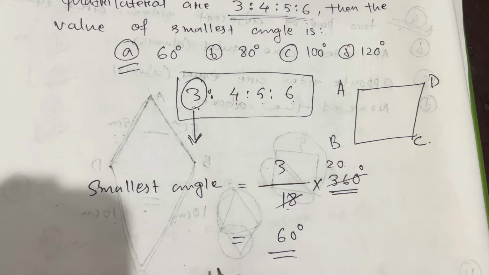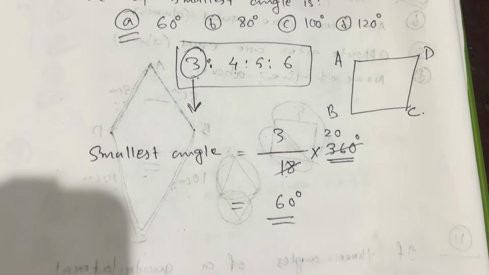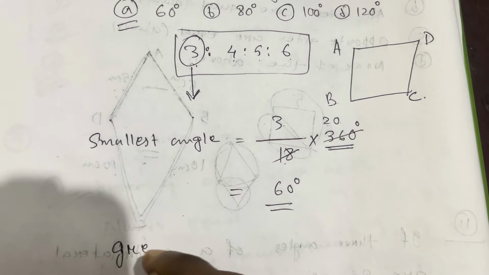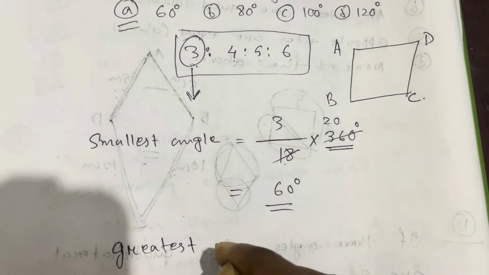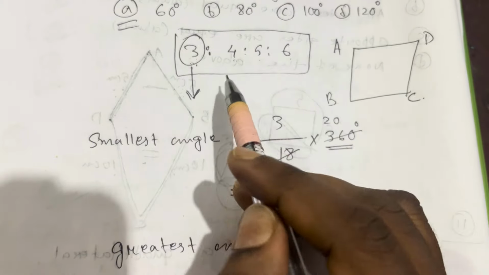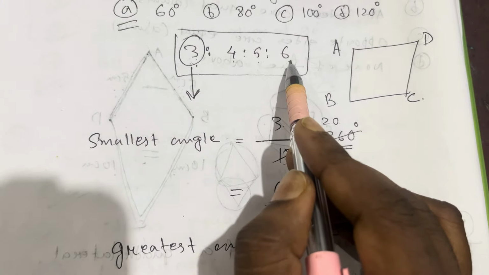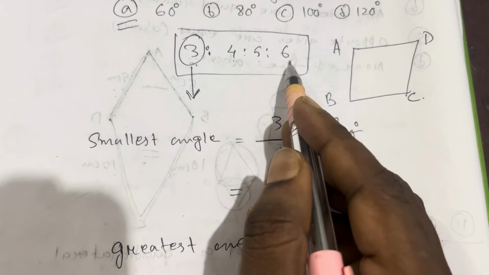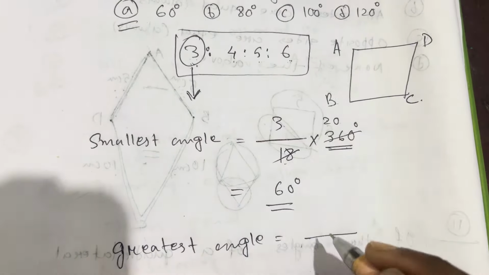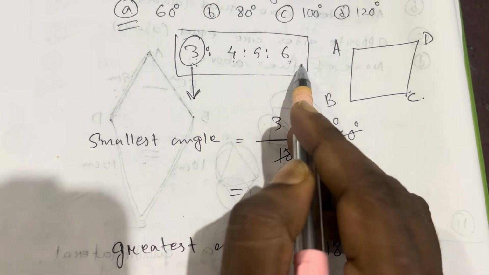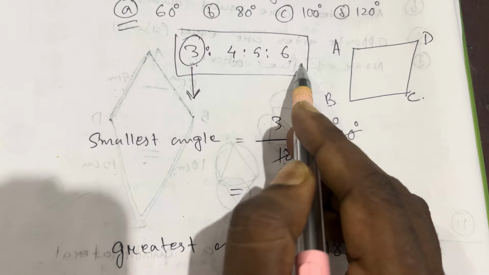So for finding the greatest angle, what will we do? You have to take the ratio of 6. So the greatest angle is equal to the greatest ratio, which is 6. So 6 out of what? Out of 18, because the total ratio is 18. If you add all the ratios, you will get 18.